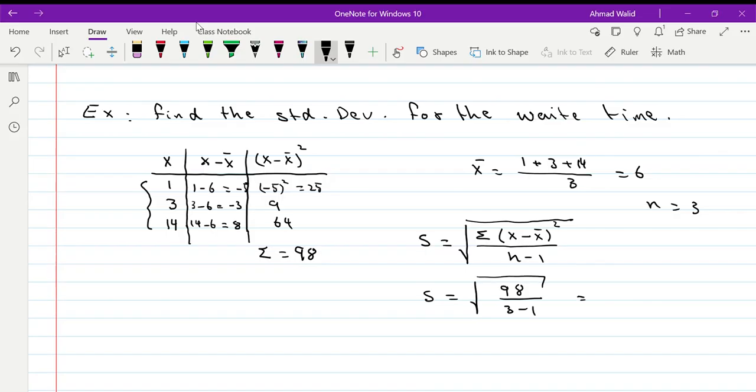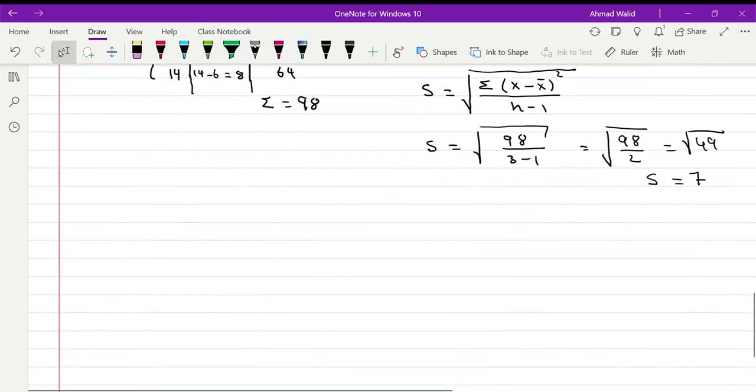Which is equal to the square root of 98 over 2, which gives you the square root of 49, and the square root of 49 is 7. That means your standard deviation for bank 3 is 7 minutes, or the distance is 7. Correct? And that was method 1, using formula 1.